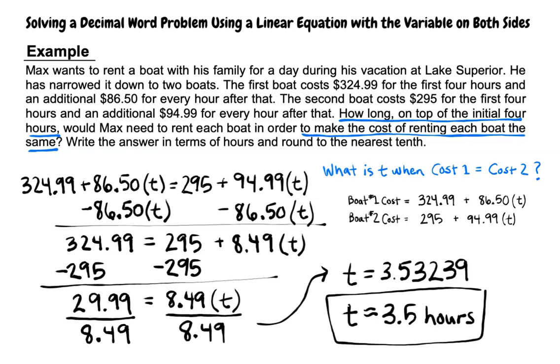Exactly. This produces a final answer of 3.53239, or t equals 3.5 when rounded to the nearest tenth. This means for both boats to cost the same, Max will need to spend an extra 3.5 hours on top of the initial 4. Okay, that makes sense.